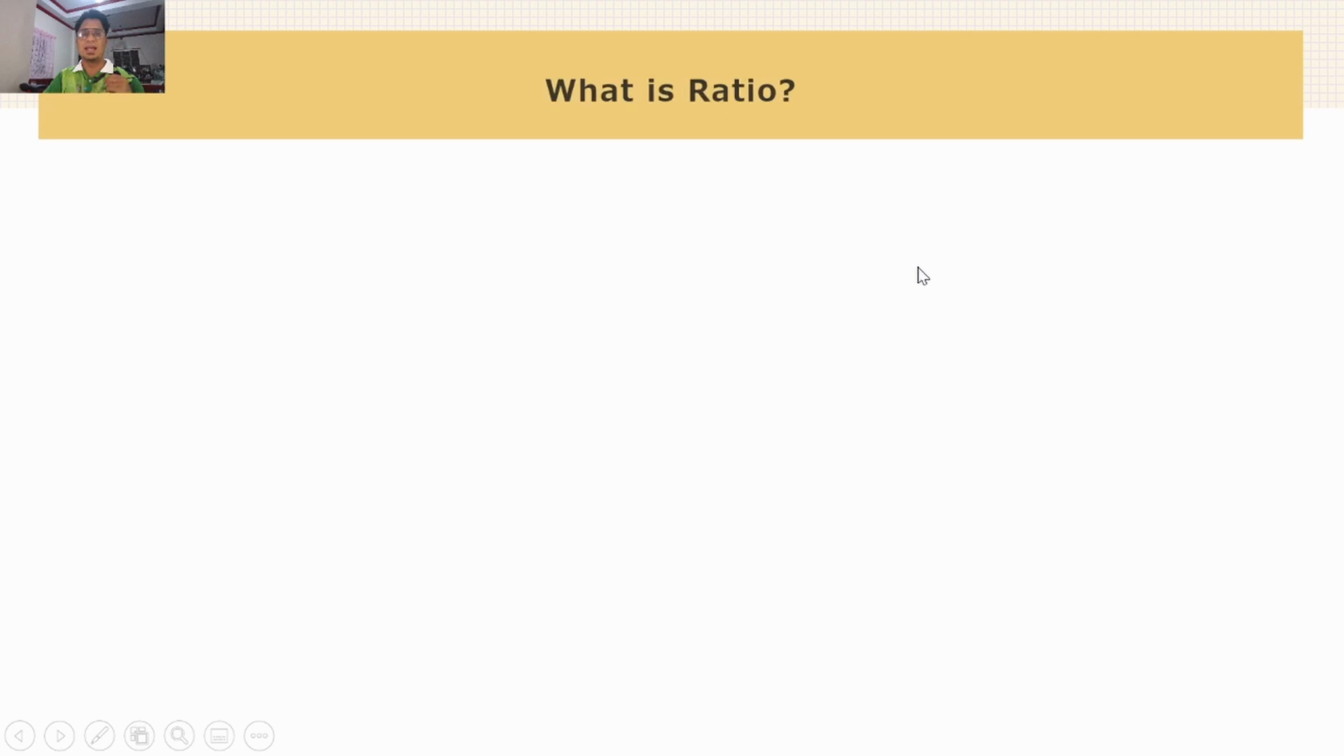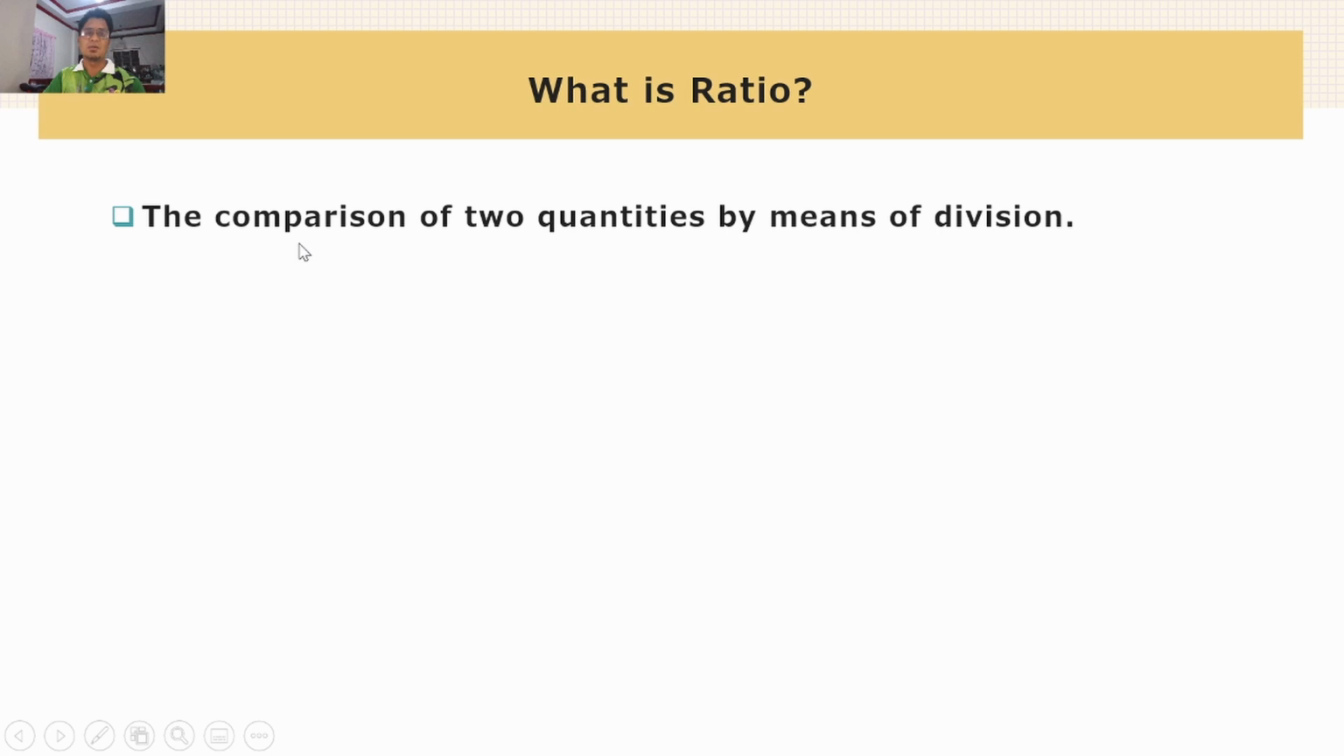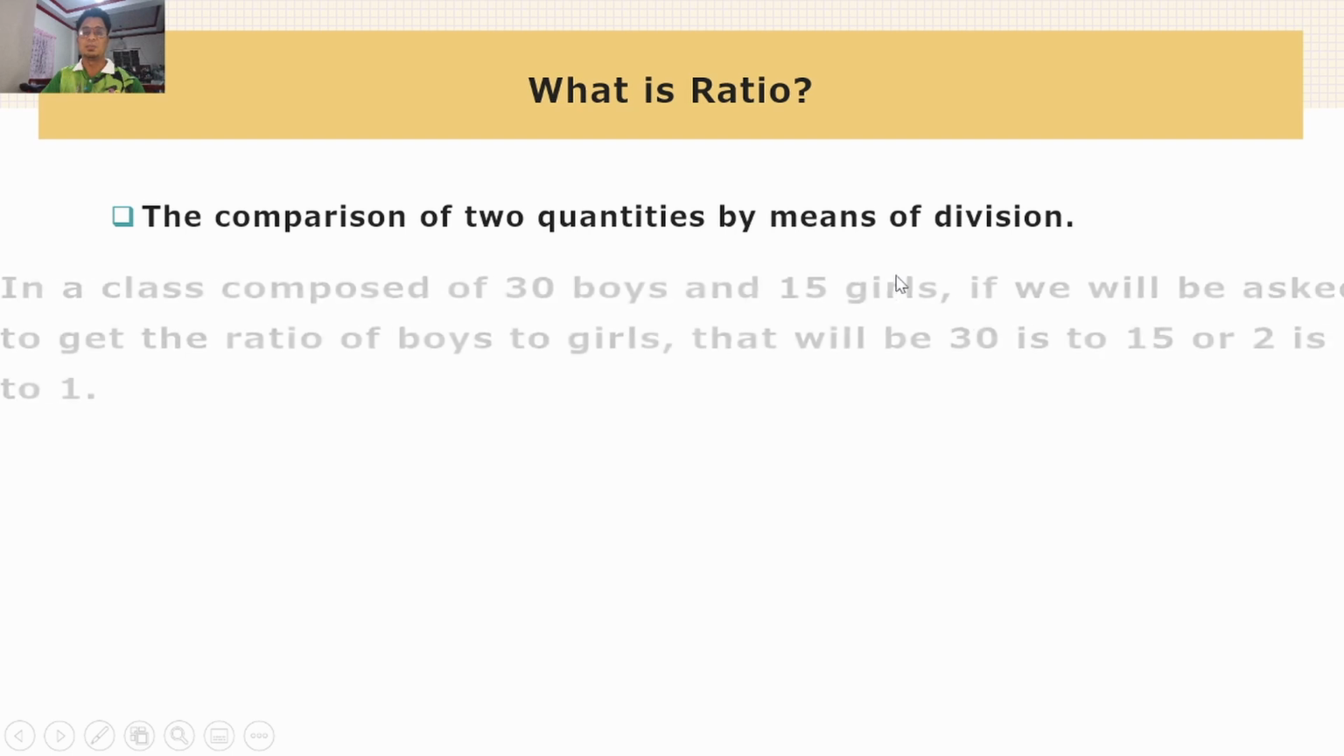So let's start with asking this question. What is ratio? So ano ba yung tinatawag po natin na ratio? Lagi nating naririnig yan. But what do we mean by the word ratio? So in mathematics, the comparison of two quantities by means of division is called ratio. So pag sinabi natin, nagko-compare tayo quantities, we are talking about numbers. So we are comparing two sets of numbers by means of division. So mamaya makikita natin yan sa different types ng ratio po natin.